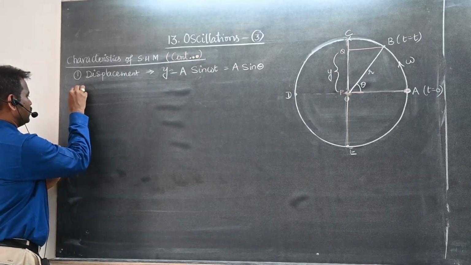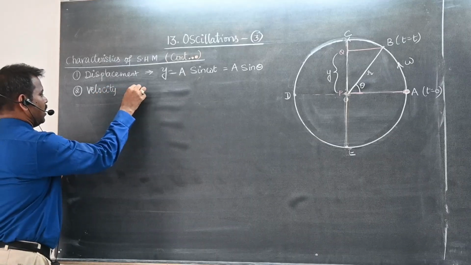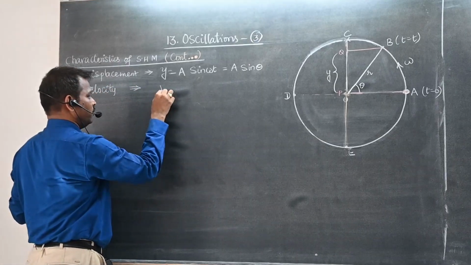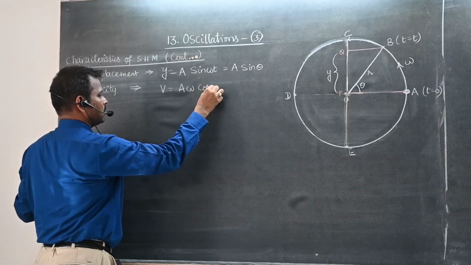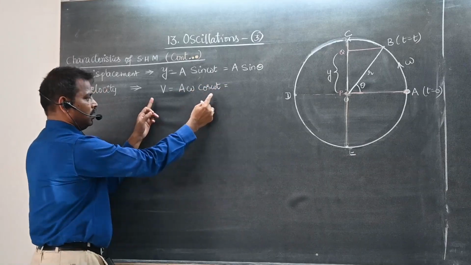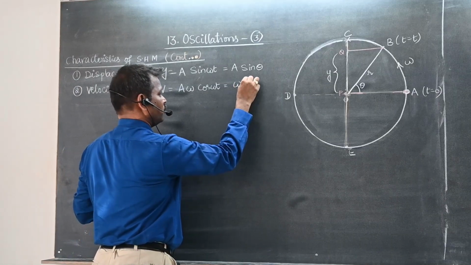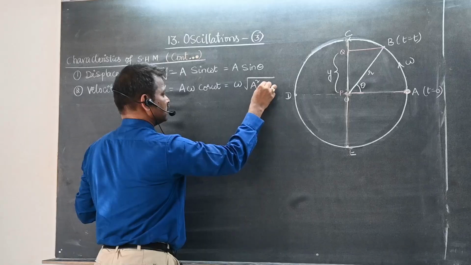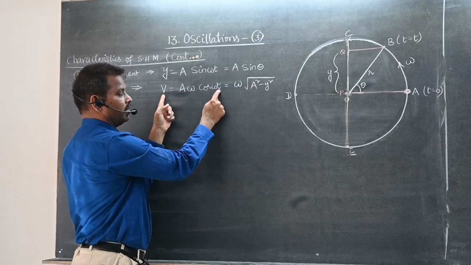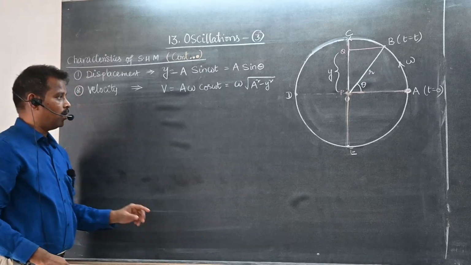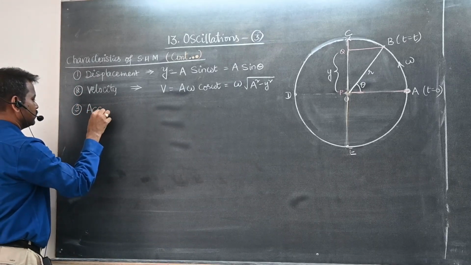And the second one that we derived, an expression for velocity of SHO, we wrote as A omega cos omega t. This is the v-t relation, which can also be written as omega root over A square minus y square. This is the v-y relation, this is the v-t relation. Now, the third one is acceleration.